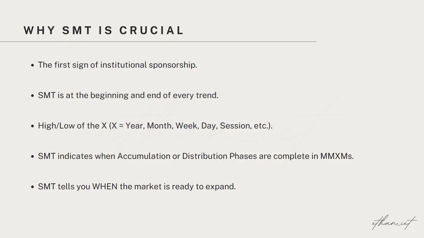Another use case of SMT is that it indicates when accumulation or distribution phases are complete in market maker models. So for those that are having trouble spotting specific phases of a market maker model, you can use SMT divergence to gauge when a phase has been completed. And so not only does SMT indicate the high or low of a defined range in time, but it also indicates that the market is ready to expand.